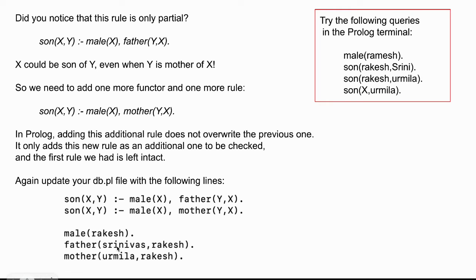And then you have three facts which we know, that Rakesh is a male, Srinivas is father of Rakesh, and Urmila is mother of Rakesh. So please again write this in the db.pl file and then try out the following queries and see what you get. Male Ramesh. Okay, so here this is Ramesh, not Rakesh. Then son Rakesh comma Srini dot, then son Rakesh comma Urmila dot, and then try out son x comma Urmila dot. Again, take a pause in the video, try out these various commands and see what you get.